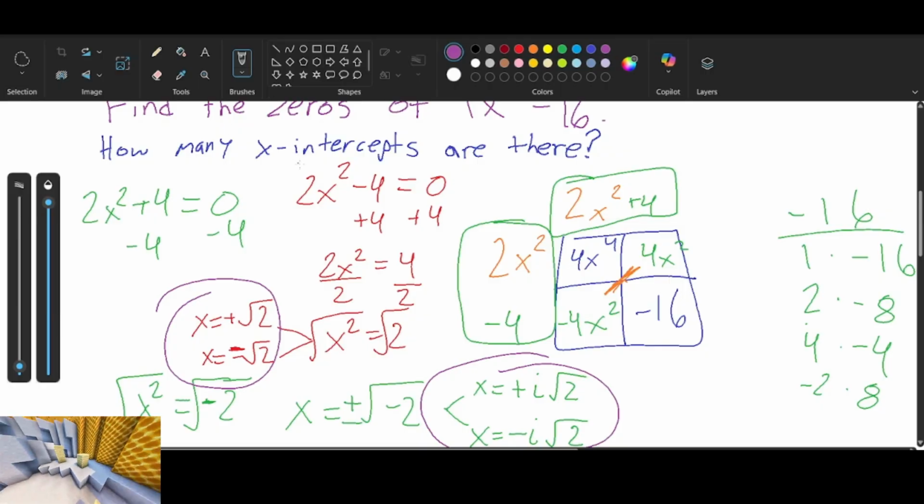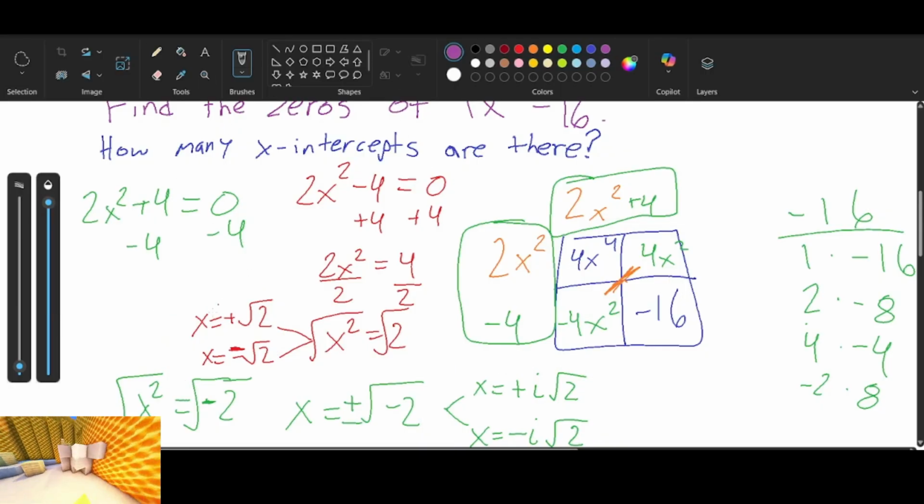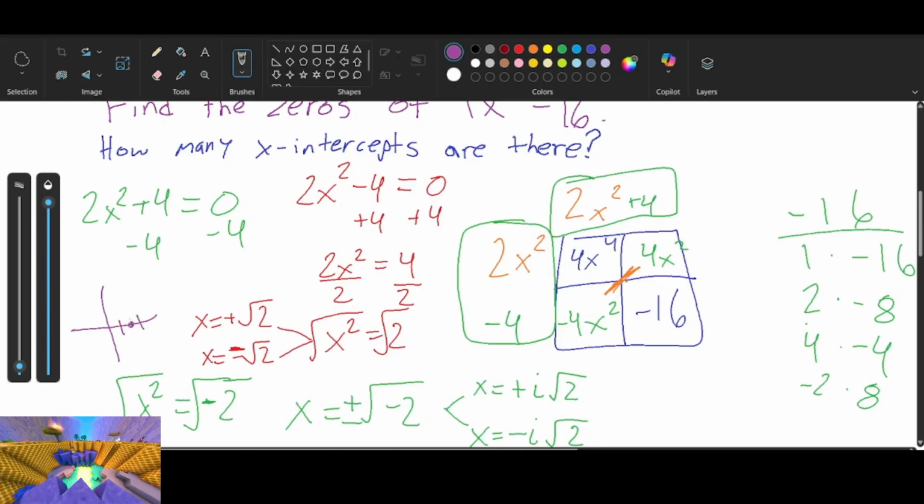But then it asks me, how many x-intercepts are there? Well, even though I don't know exactly what square root of 2 is, I can graph where that is. It's somewhere between 1 and 2, so there'd be a point there. And then there's also negative root 2, which would be somewhere on the left side in the negatives. I can graph those. But for x equals the positive and negative i root 2, those aren't x-intercepts, right?